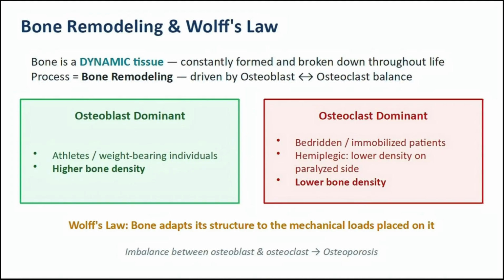If the osteoblast becomes dominant, then the bone density will be more. We can see an increased number of osteoblasts in athletes or weight-bearing individuals who usually go to the gym. And the osteoclast is mainly dominant in hemiplegic patients or immobilized patients who don't use a specific part of their body. So bone is formed on demand. Whenever there is a requirement for strong bone, the osteoblast becomes active and produces dense bone. Whenever we stop putting pressure on the bone, the bone density decreases.